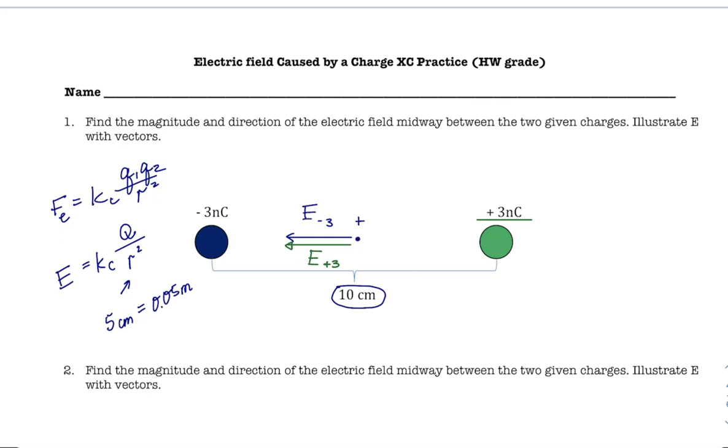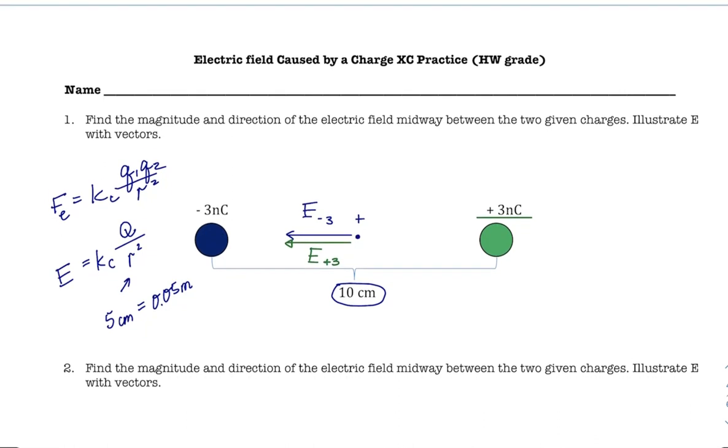Now, as far as the magnitude of the charge, since both of them are 3 nanocoulombs, those two vectors are going to be identical. So I don't really have to calculate it twice. I'm going to do it just once. I'm going to find one electric field, and then I will double it because I will add them, not subtract, because they're both in the same direction, to the left. Kc being 8.99 times 10 to the 9th.